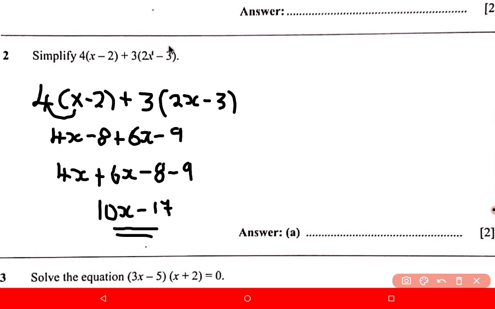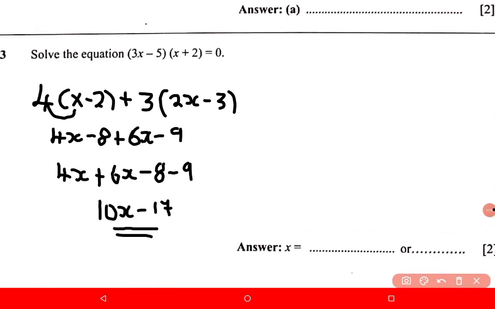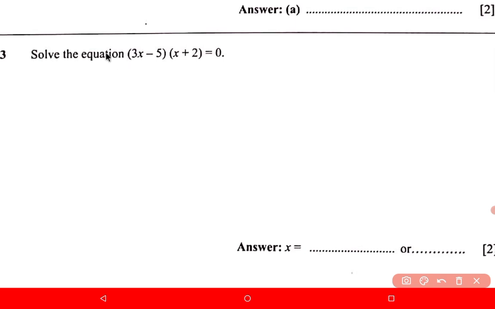Okay, but I have to look at the other question and show you on this part that is here. Okay, so question 3, solve the equation this is equal to that. So this is straightforward here, we don't need to waste much time. So you have 3x minus 5 in brackets, you have x plus 2, x plus 2.